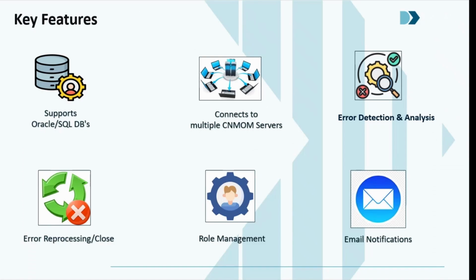Now that we understand why ERT is essential, let's take a closer look at what makes it powerful. ERT continuously monitors all integration points between MES and ERP system. It captures errors as they happen. Errors are logged instantly, giving your team complete visibility. It supports Oracle and SQL databases, connects to multiple CNMOM servers, captures both inbound and outbound failed interfaces in real time, analyzes the root cause with context, and reprocesses the errors.